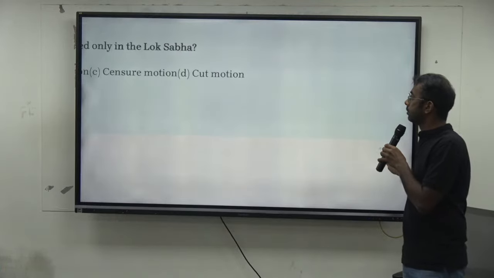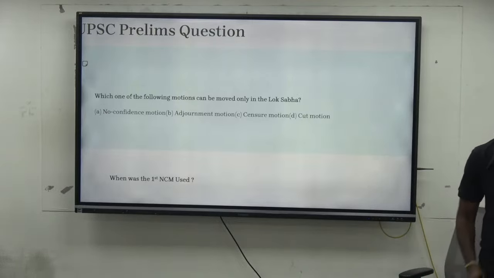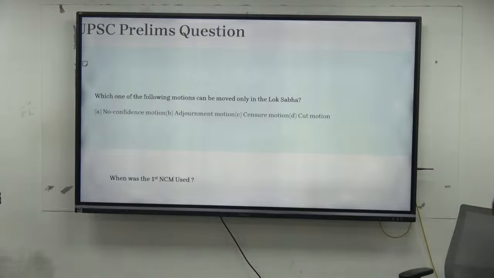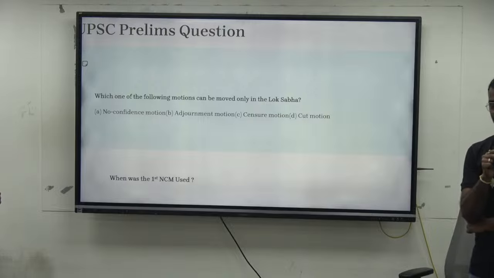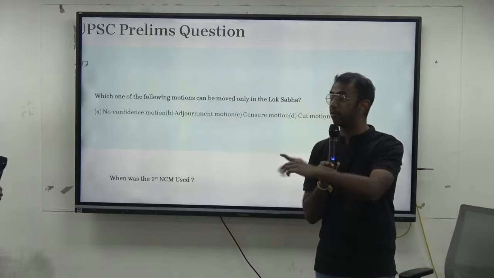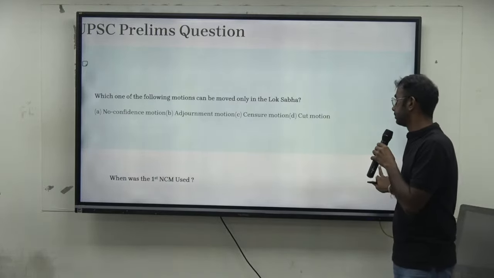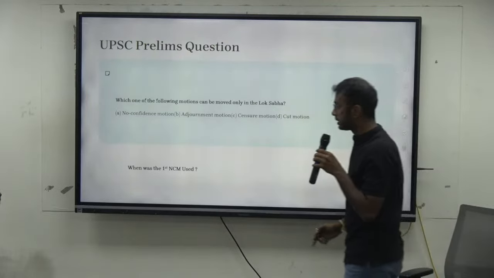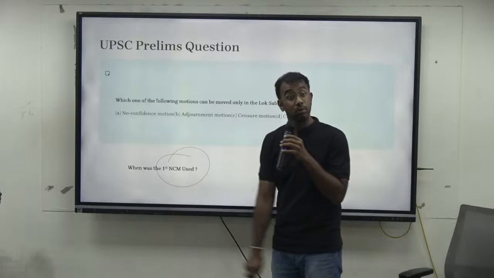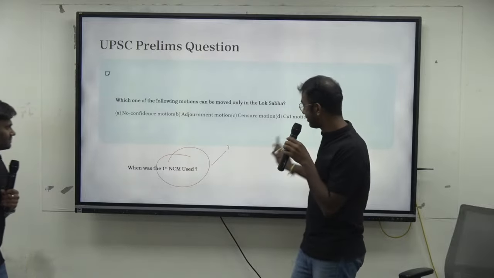Which of the following motions can be moved in Lok Sabha only? Obvious, sir. Read the first option, and don't read the second and third options, to avoid getting confused. Because I have seen students who know the correct answer, but after reading the other two options, they get confused and mark it wrong. The answer is no confidence motion. Again, as Nikhil sir told, when was the first time a no confidence motion was used? Against which Prime Minister was a no confidence motion used the highest number of times? Nikhil sir is very happy to tell that fact also.